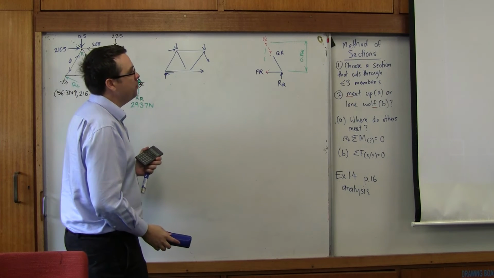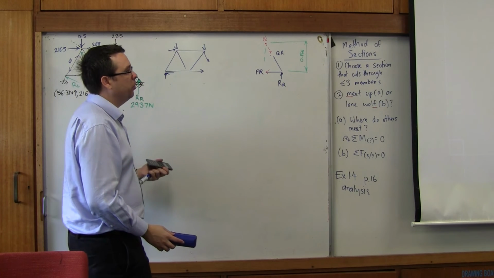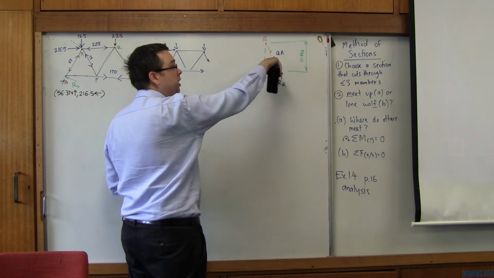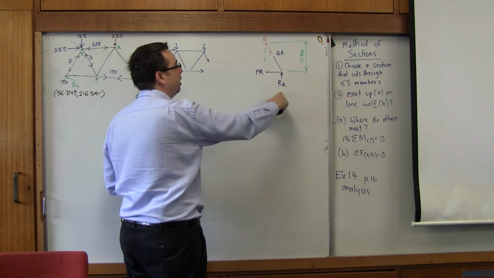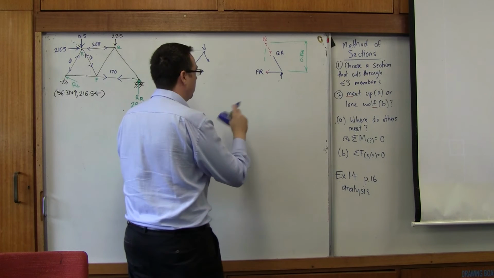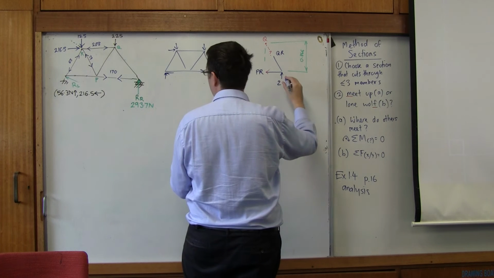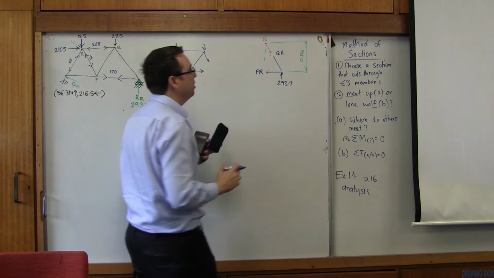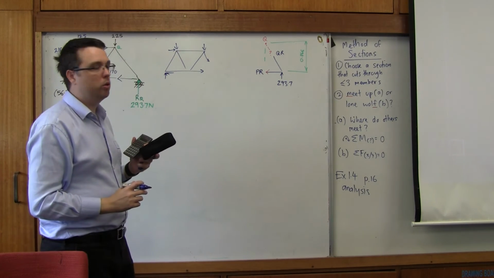So with QR, what we have here is a situation where we have three forces. We have QR, which has horizontal and vertical. We have R, which is an external force acting up, and we have PR, which is going horizontally.